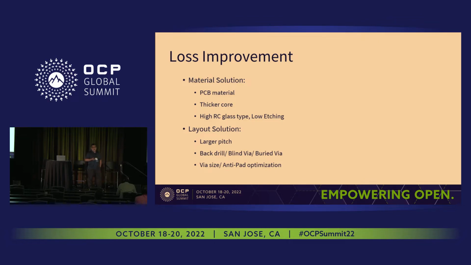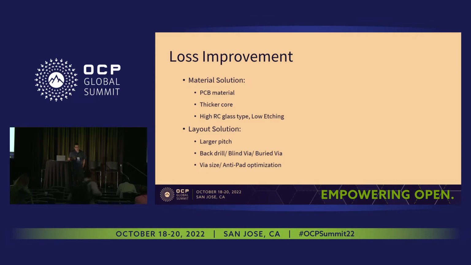The next thing you can do is more about your layout solutions. For the layout, you can have a larger pitch for your high-speed routing, so that will lower your loss a little bit. But again, it will impact the signal routing as well. So you need to consider them all together, not just one item after another.